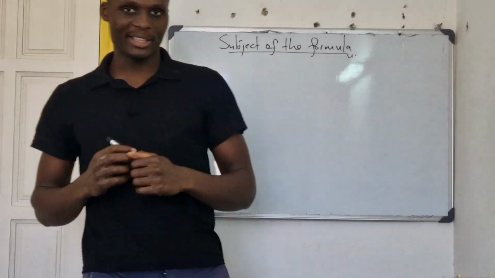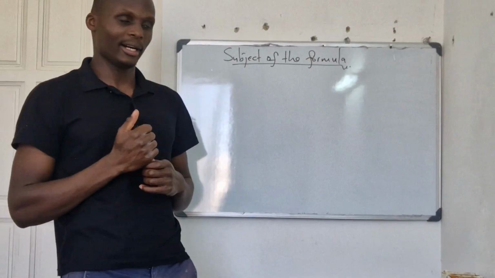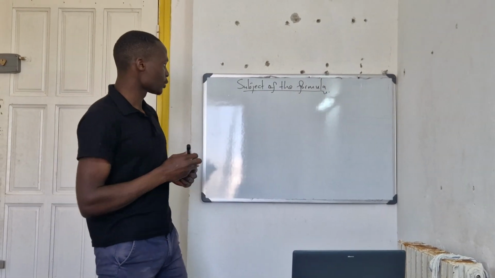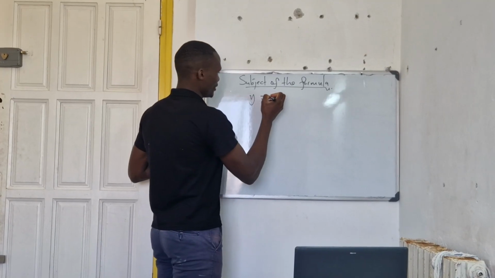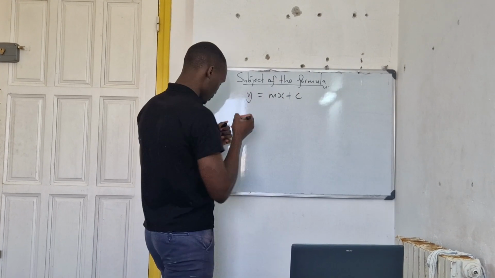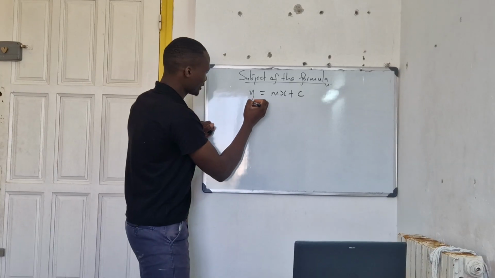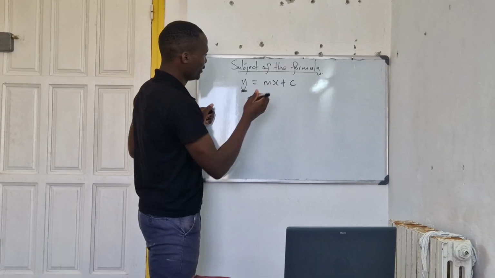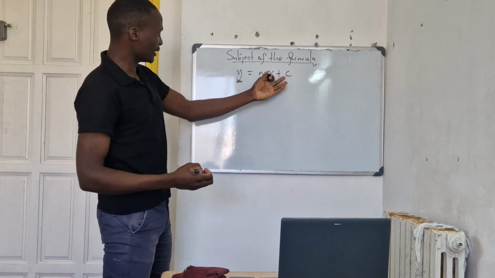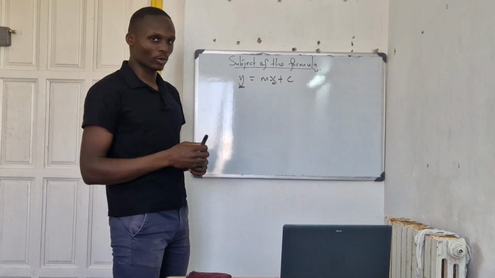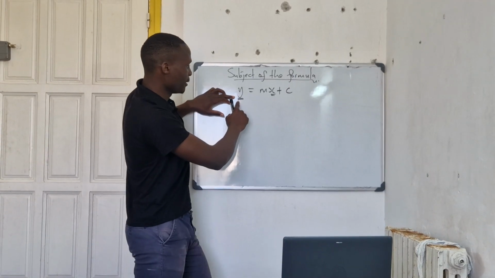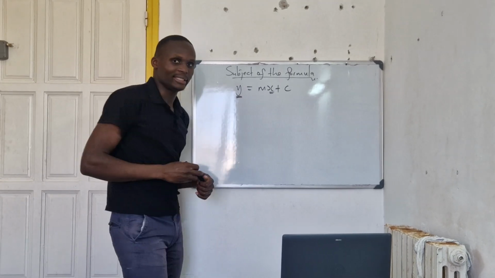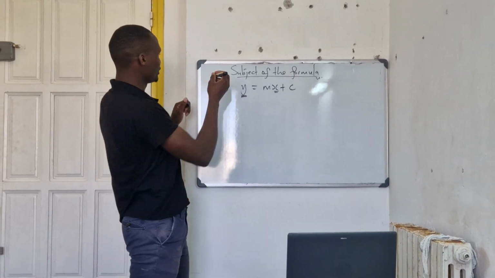Right, so in mathematics, when we say a formula, it's a rule which joins variables in an equation. For example, we can say y is equal to mx plus c. It means in this case we are talking about y, which is satisfied by the variables x and the constants m and c. So in this case y is the subject.